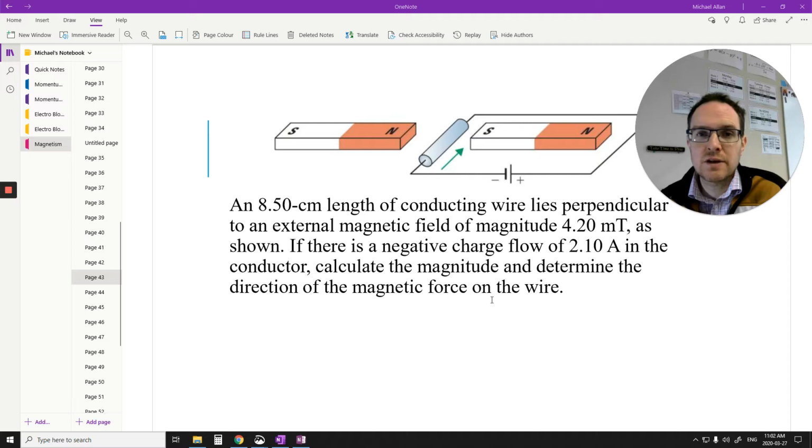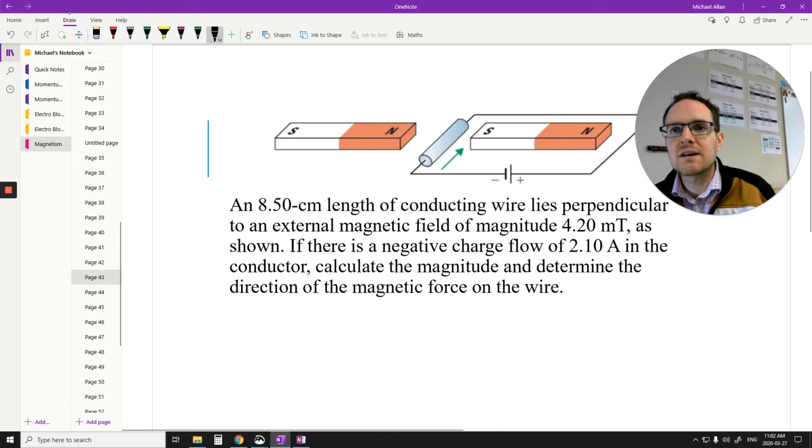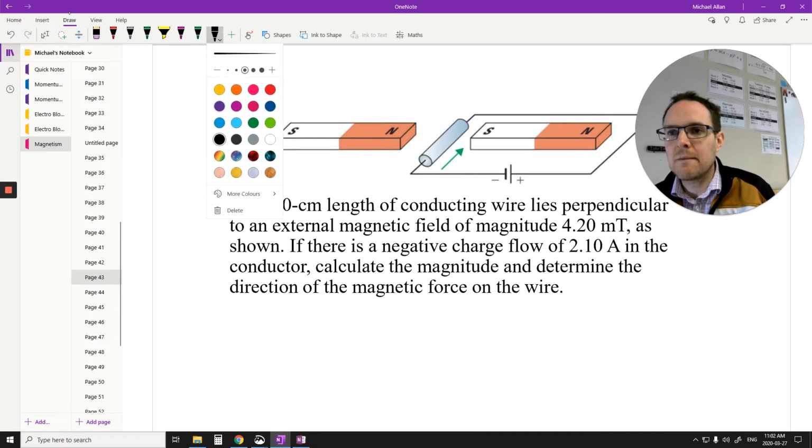Welcome back, Physics 30. We are going to continue on and do some examples of these wires and magnetic fields. Let's look at this question. It says to determine the magnitude and determine the direction of the magnetic force. It's good to know because they gave us a picture, so we can actually do that.